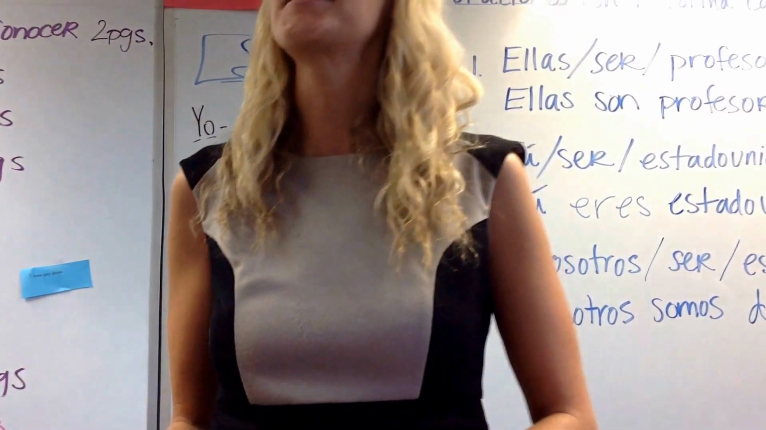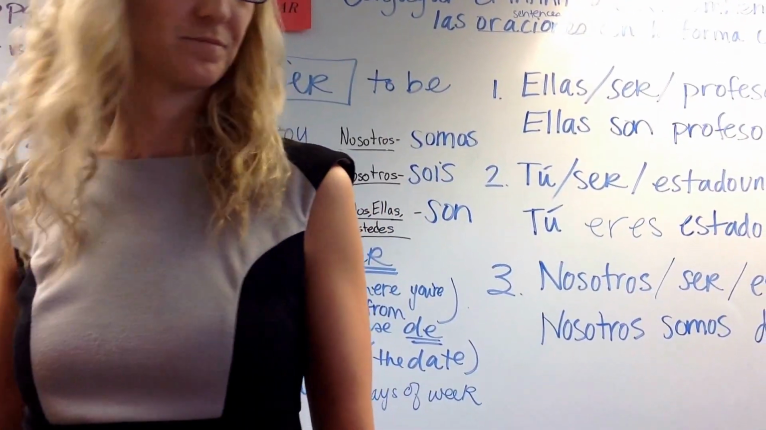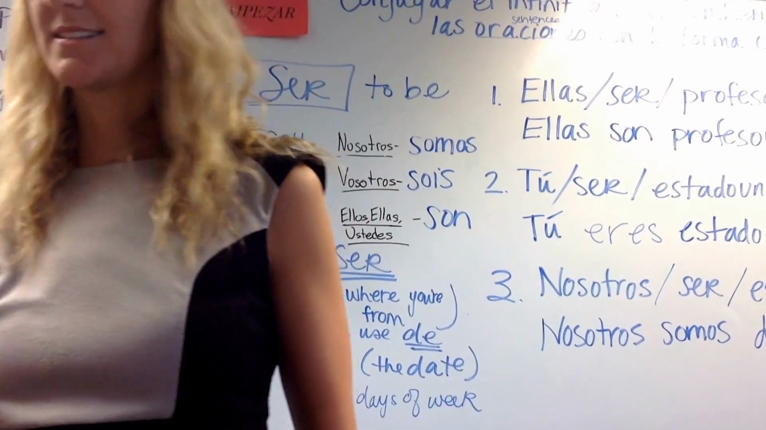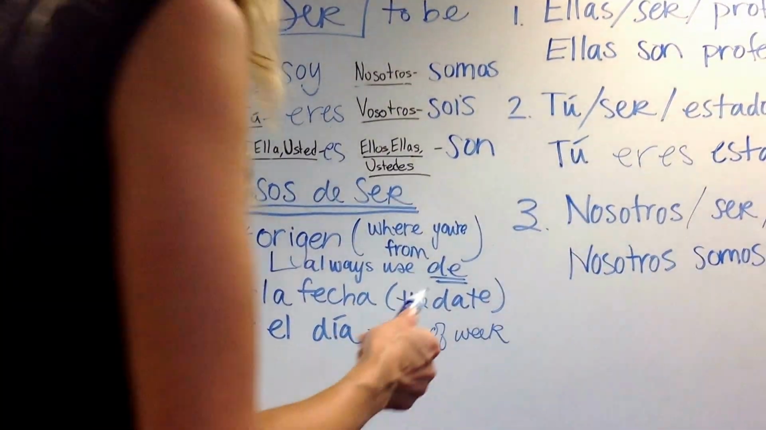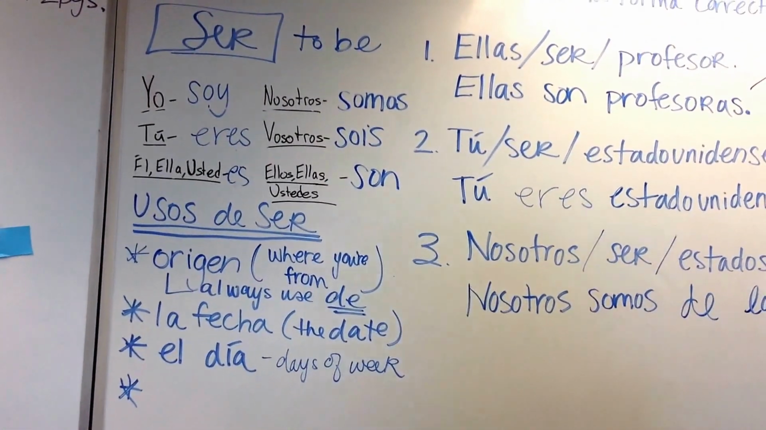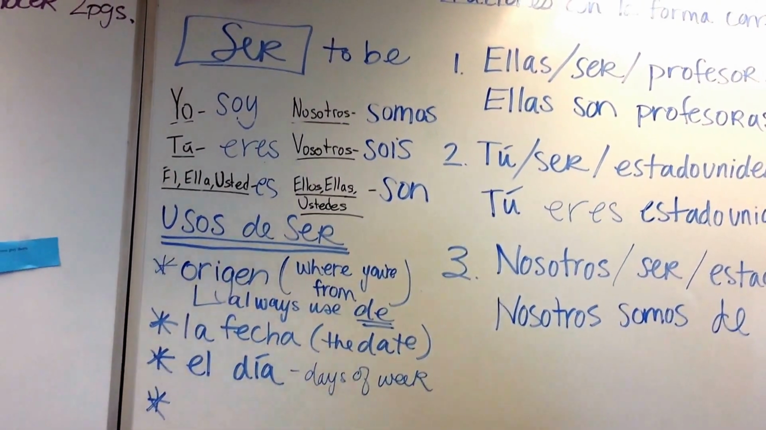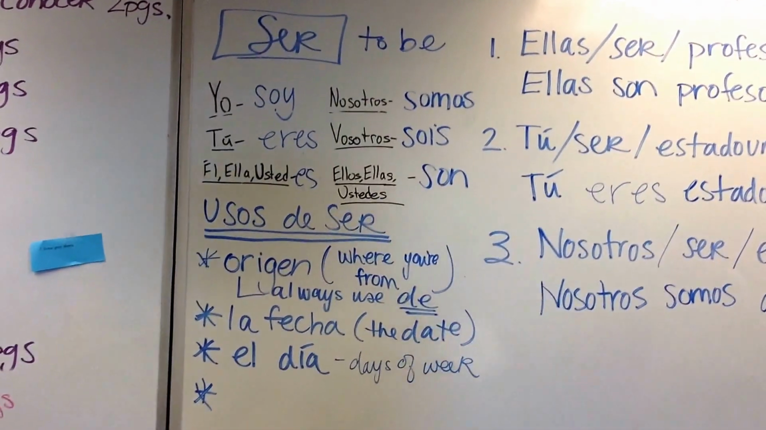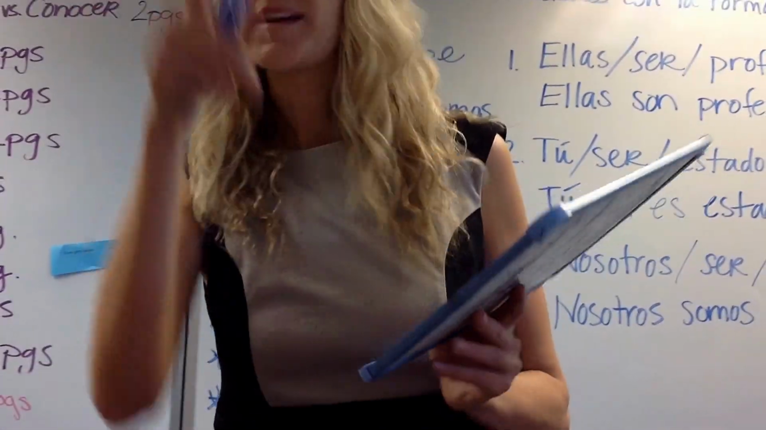Okay, let me see all the singular forms of ser. Singular means you're talking about how many people? One. Nope, those are first person. You got it. Nice job. Muy bien, muy bien, you got it.